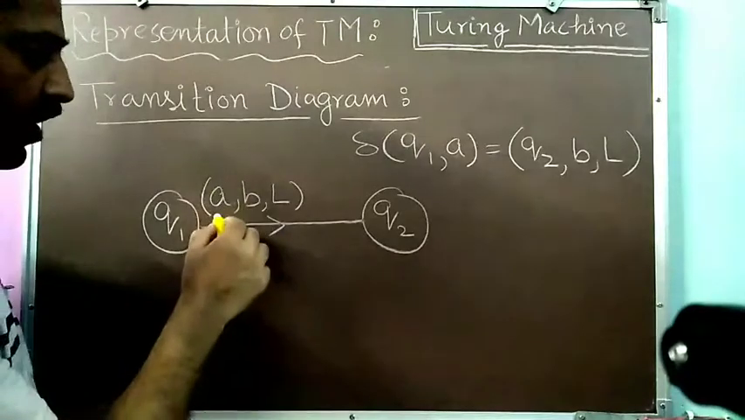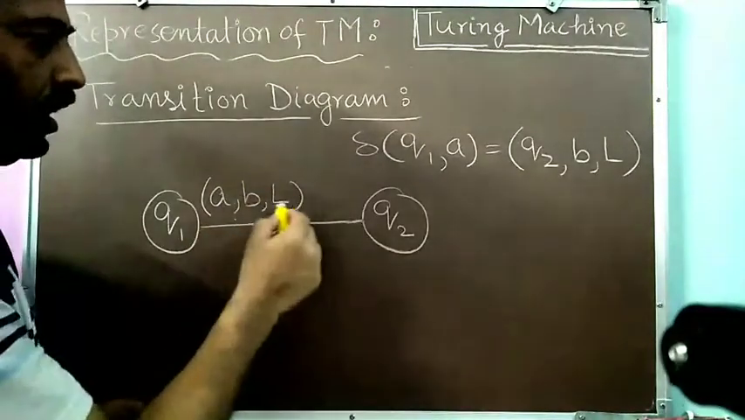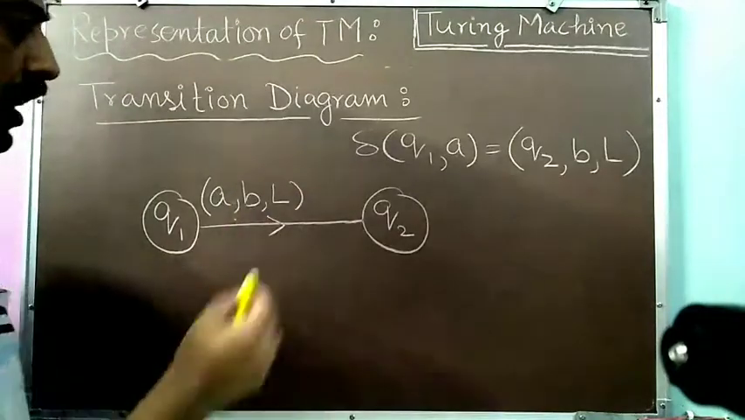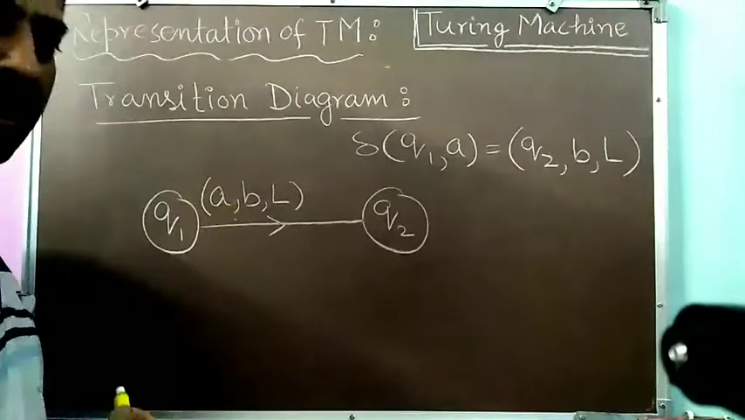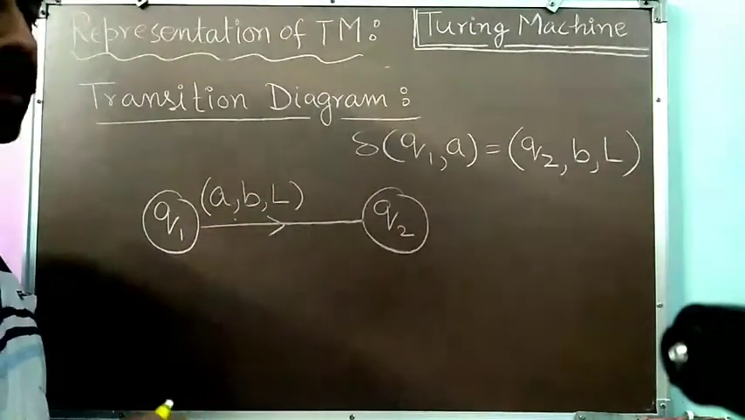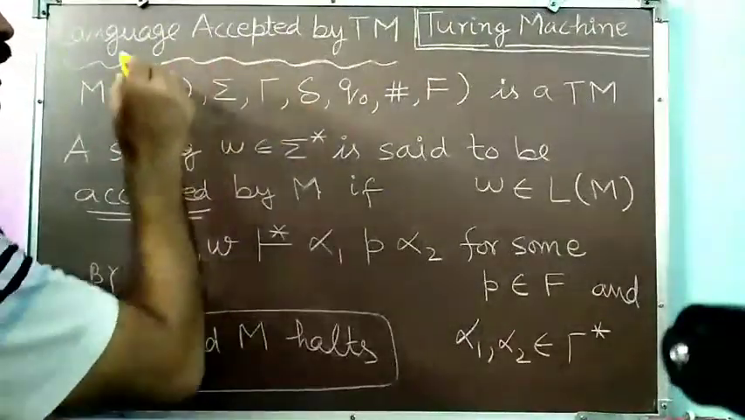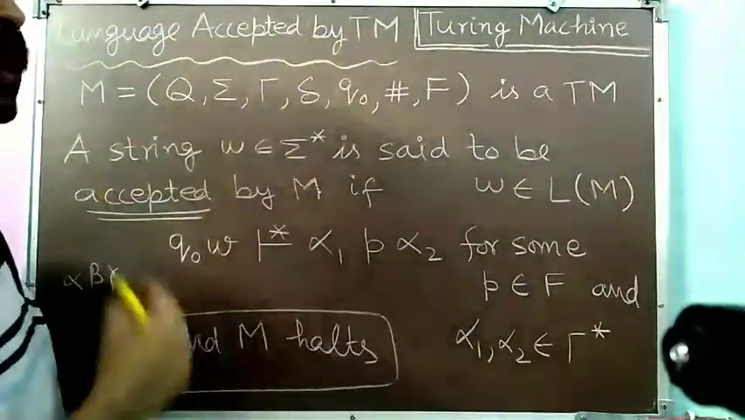Here we have the input symbol that we are reading, then what we are writing, and then the movement of the read-write head. So all these three pieces of information come as the label. This is the only difference. Otherwise, it is almost similar to the finite automaton. Now we will discuss the language accepted by the Turing machine.